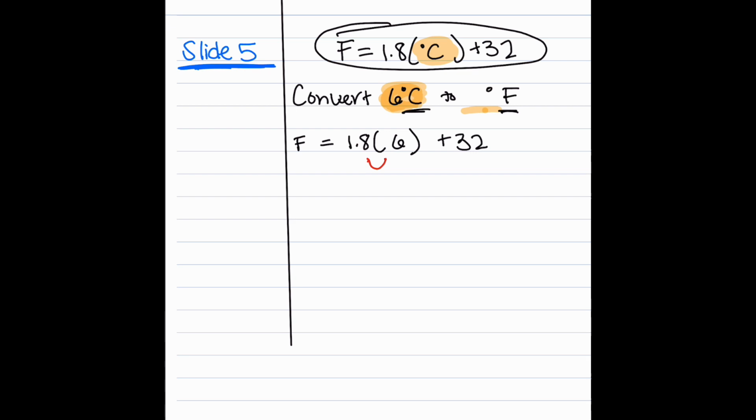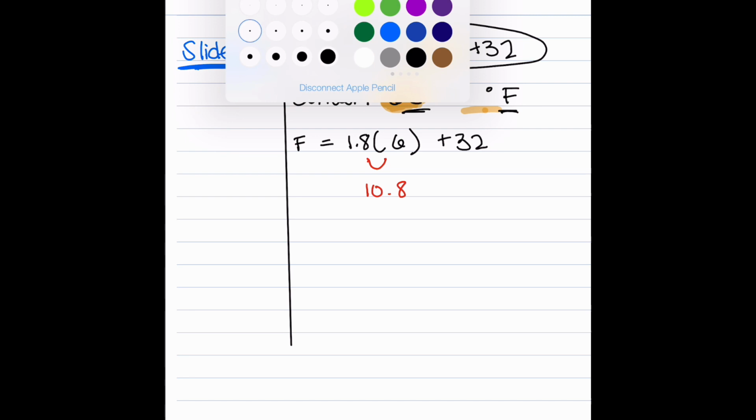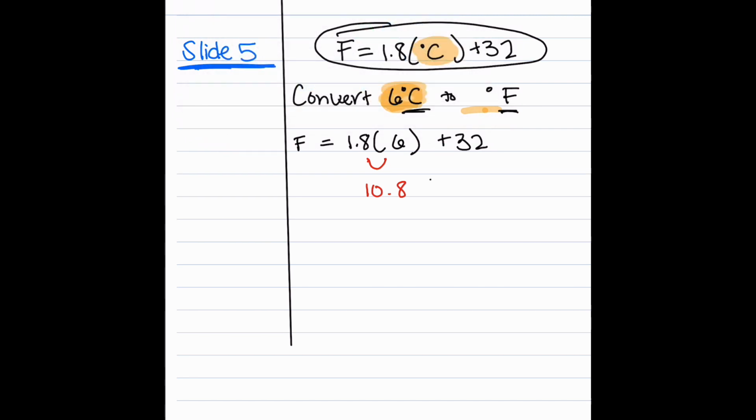And I got 10.8. And you just bring down the plus 32, and then to get the final Fahrenheit temperature, we're going to add those. 10.8 plus 32 is 42.8, but definitely check my math there. So that is saying basically that 6 degrees Celsius is 42.8 degrees Fahrenheit, or we can round that to 43 degrees Fahrenheit.